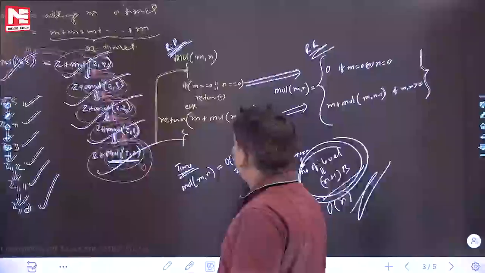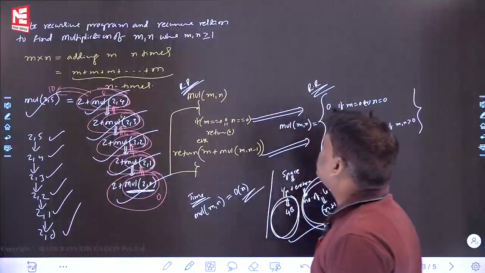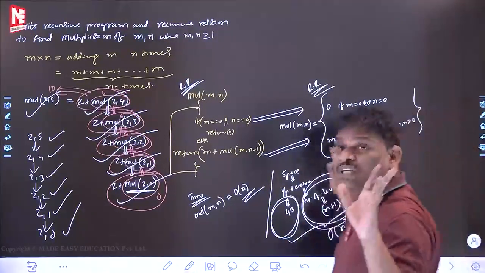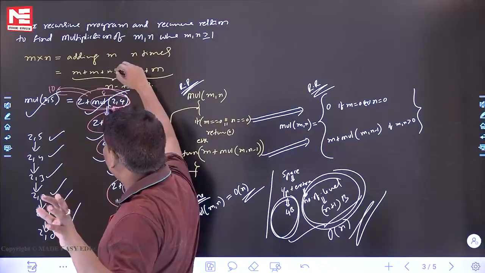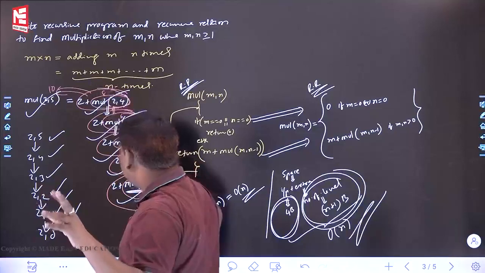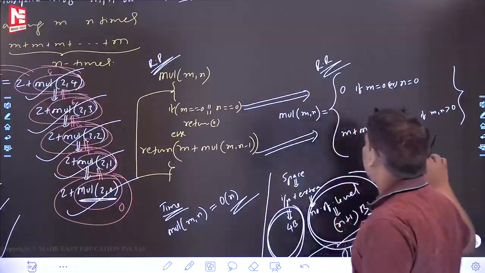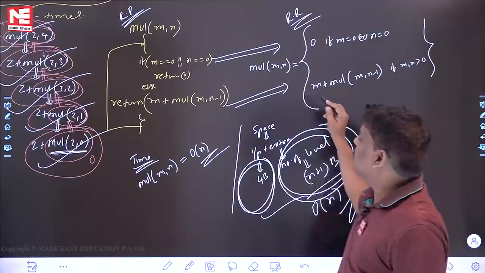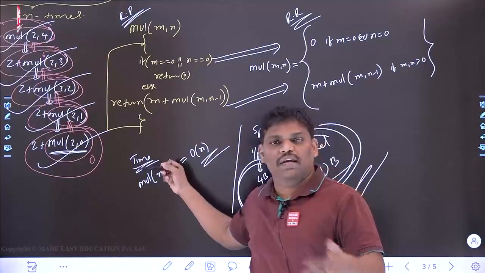One problem is factorial, which we have done already. One more problem is multiplication of m comma n. In this problem, I have done three things. Recursive: to this logic I wrote, I took one example and explained. I wrote a recursive program. For every recursive program, a recurrence relation is also possible. Next, after writing the recursive program and recurrence relation, I am also analyzing.